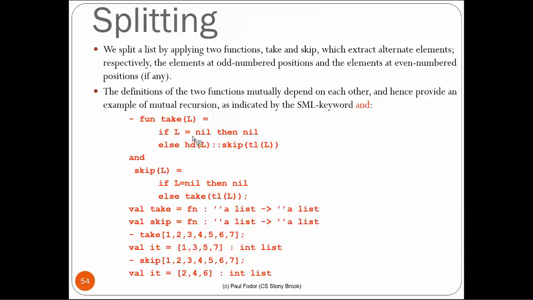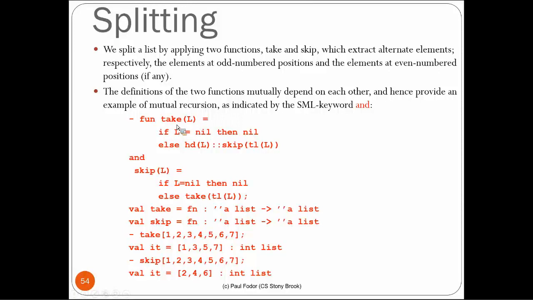Again, if you remember, we said that any function in SML can only use functions that were defined before. But we cannot define any one of these functions first, because take depends on skip and skip depends on take. So we have to define them both at the same time. Then they only depend on each other and on nothing that was defined before. So let's see the definition of take.